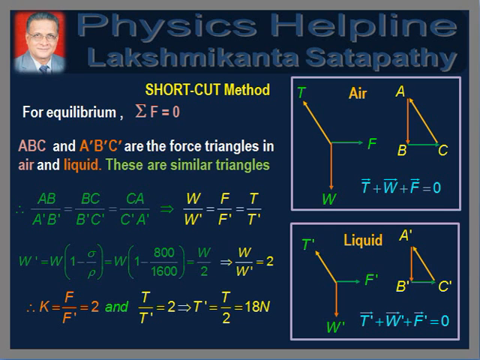Now, W dash is equal to W into 1 minus sigma by rho. Putting the values of sigma and rho and simplifying, we get W by W dash is equal to 2. This gives F by F dash is equal to 2, but F by F dash is equal to K. Therefore, we get K is equal to 2. This is the answer to the first part of the question. Also, T by T dash is equal to 2. This implies T dash is equal to T by 2, which is equal to 18 newtons, which is the answer to the second part of the question.